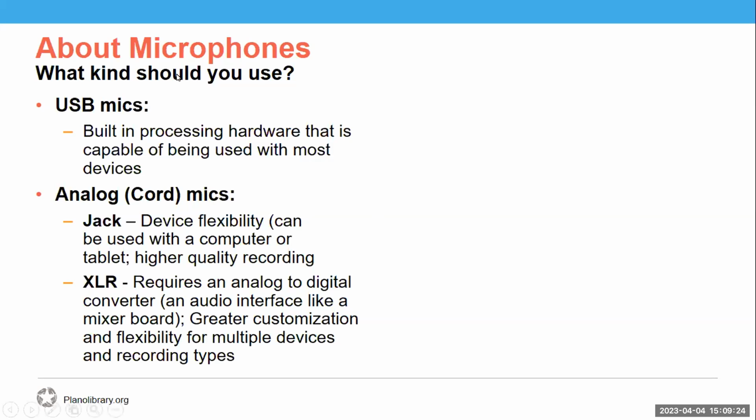Now, an XLR input, it's mostly used in recording studios and for radio shows. It tends to be higher quality and not as susceptible to noise interference because it is grounded. They also tend to be more expensive. There's a lot more options for customization and upgrading your gear with XLR mics. And so those look like those 3-prong input cords, and they are still commonly used.